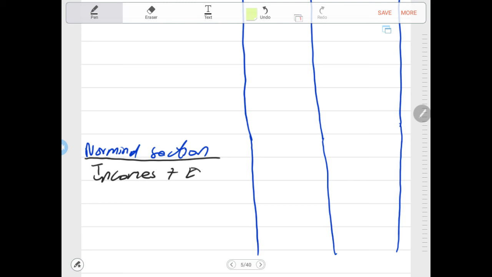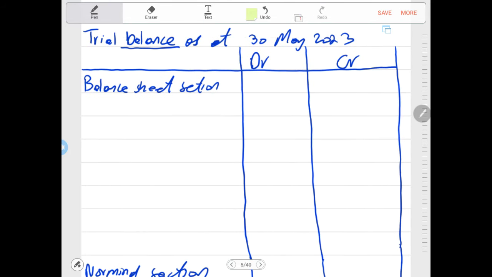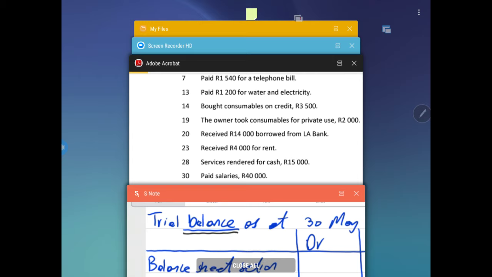Incomes plus your expenses. So that is what we are doing. Where do we get all of this? We get it from the ledger accounts. Now remember, this is the trial balance, so we are writing the balances or the totals. That's all that we are doing. Now let us go and check our ledger accounts.